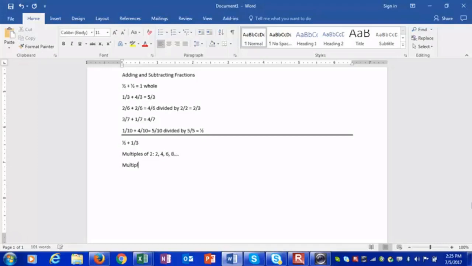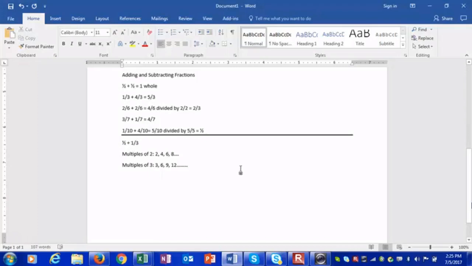And then multiples of 3. 3 times 1 is 3, 3 times 2 is 6, 3 times 3 is 9, 3 times 4 is 12, and so on and so forth. What is the common denominator in this case? Look, there's a 6 here and there's a 6 here. Or the equivalent of 2 times 3 is just 6.